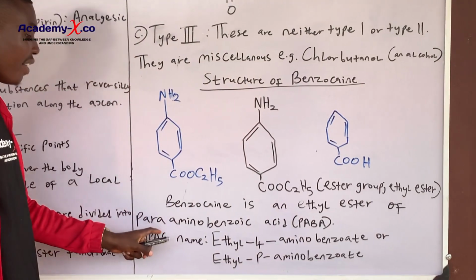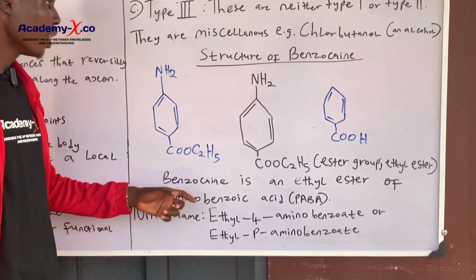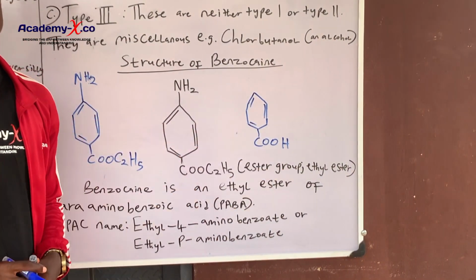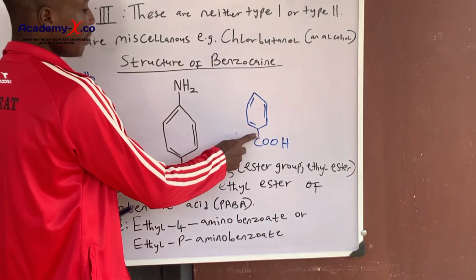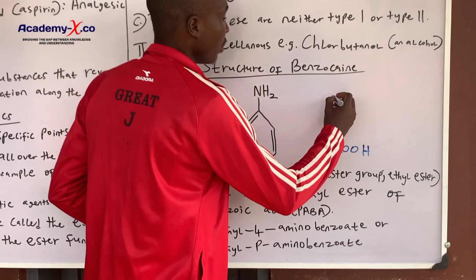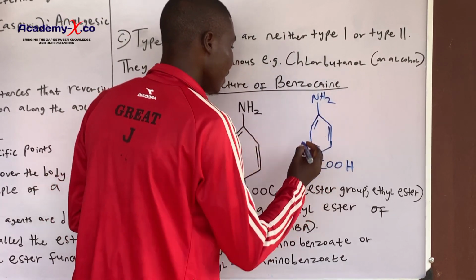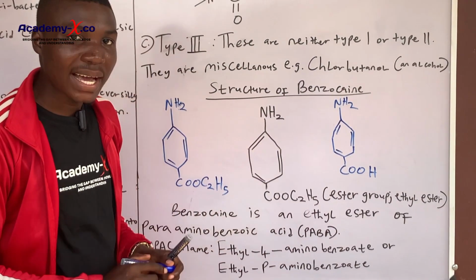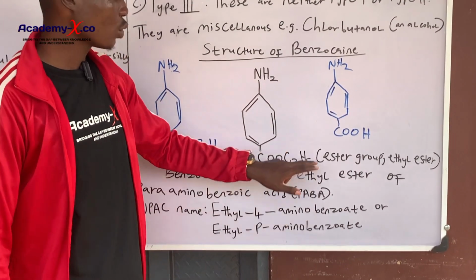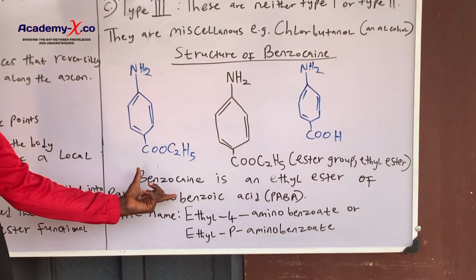So the word para-amino tells you that an amine group is found at a para position to the benzoic acid. So this is the benzoic acid, this is ortho, this is meta, and this is para. So what we have here is an amine group. So this is para-amino benzoic acid, also called for short PABA. So para-amino benzoic acid. So what is benzocaine?